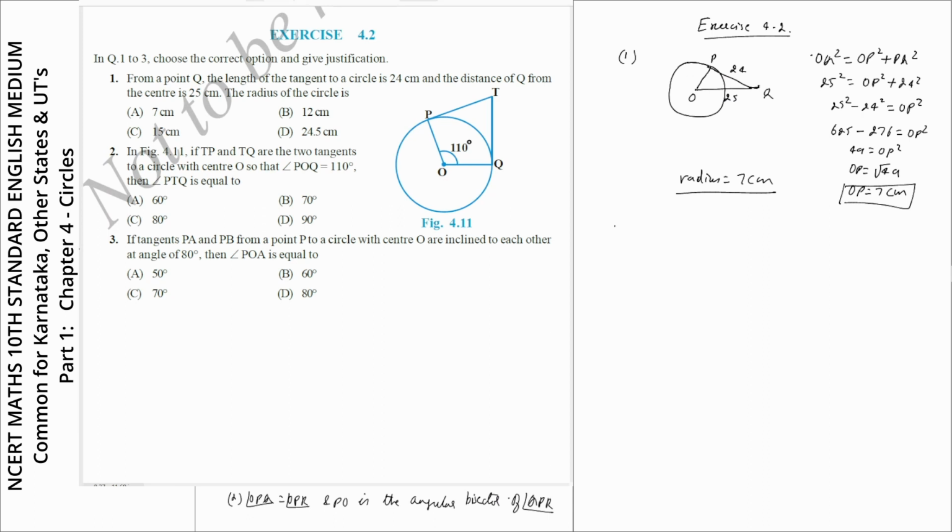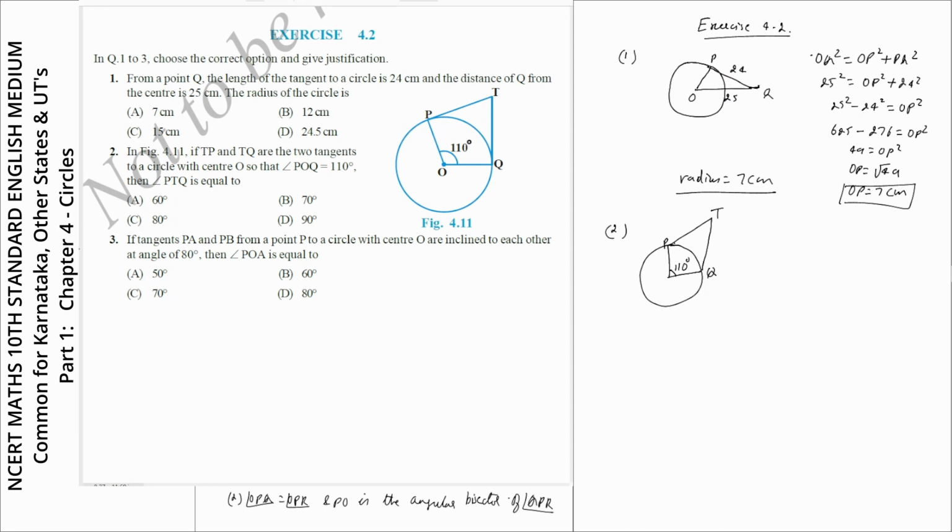Question number 2. In figure 4.11, if TP and TQ are two tangents to a circle with center O, so that angle POQ is equal to 110 degrees, then angle PTQ is equal to? So the circle is there and there are two tangents from point T. The tangents are PT and QT, and here angle POQ is equal to 110 degrees.